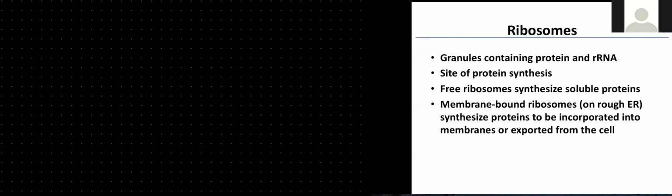Another organelle that we're looking at today is a non-membranous organelle, which is the ribosomes. And the ribosomes are going to be granules containing protein and a type of RNA called the ribosomal RNA. Ribosomes would serve as a site for protein synthesis. This is where the proteins are going to be produced. And they are present in the cell in two forms. I have the free ribosomes and the membrane-bound ribosomes.